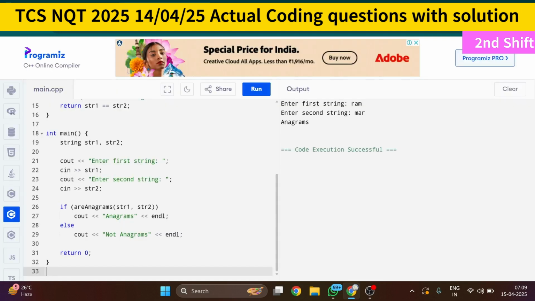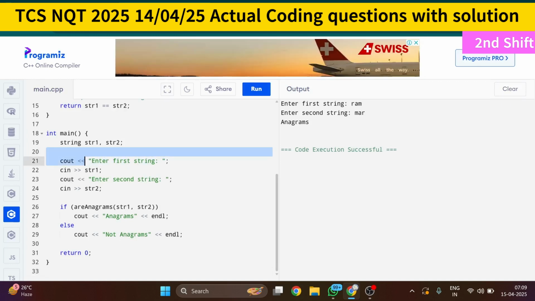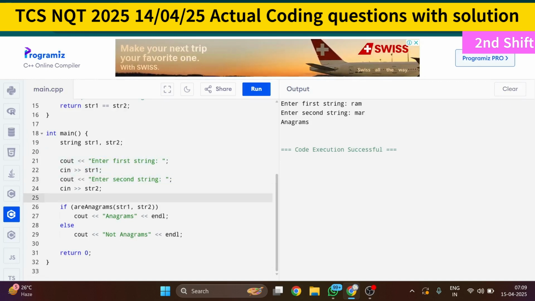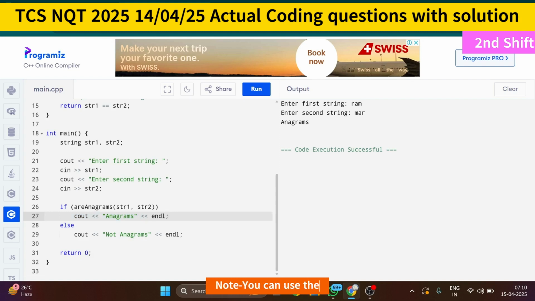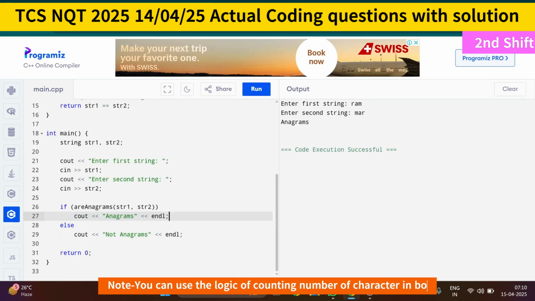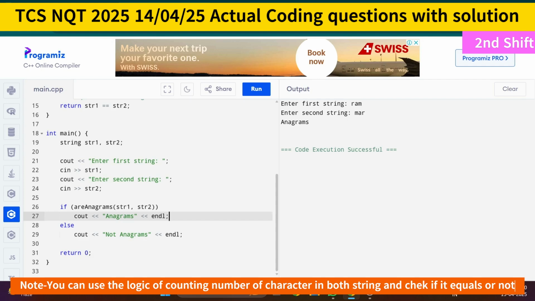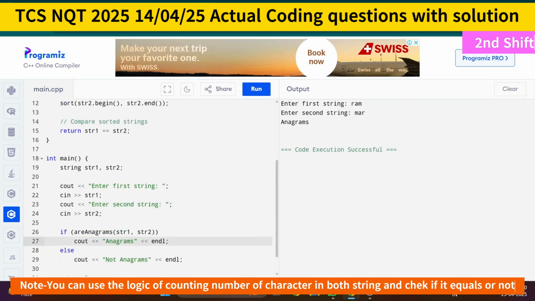First of all, I am taking the input: the first string str1, then the second string str2. Now I am checking whether str1 and str2 are anagrams or not. If they are anagrams, then you have to print anagram, or maybe you have to print true or false. So if you are a student who has given the exam in the second shift, you can comment here what the constraints were and what you had to print on the console. That will be helpful for the upcoming shifts. But the logic was the same, just try to understand the logic.